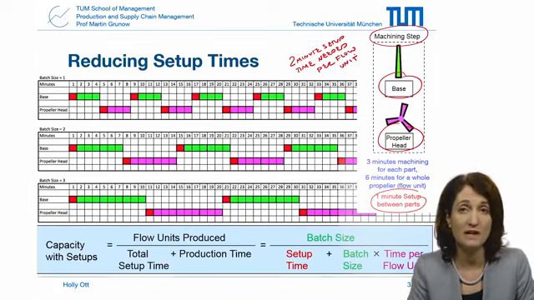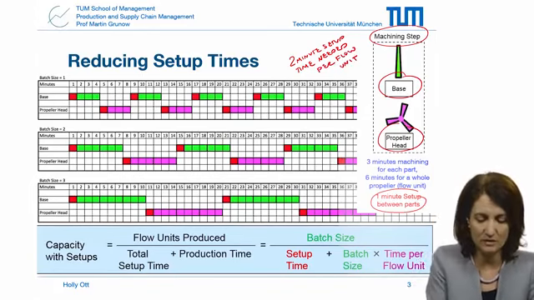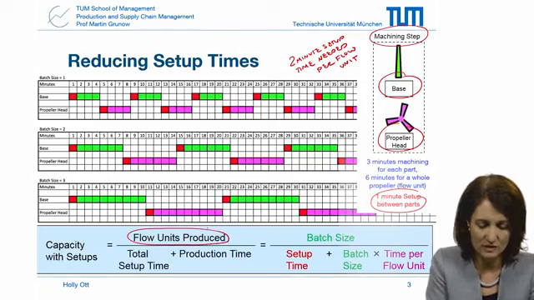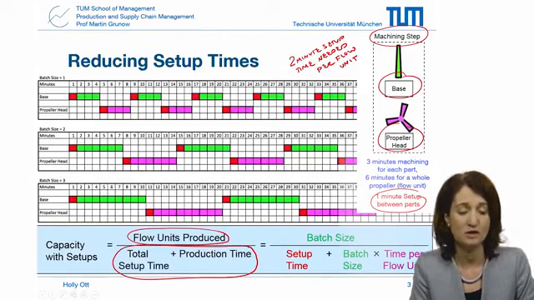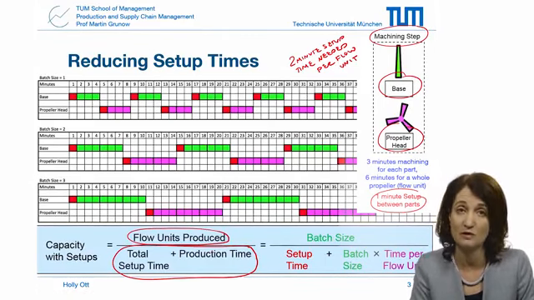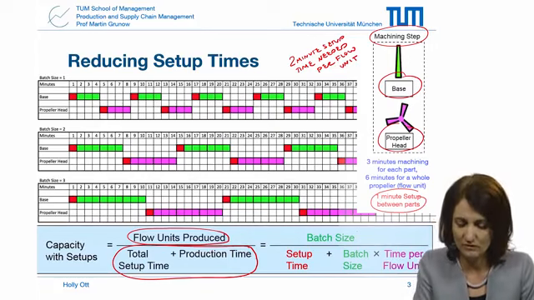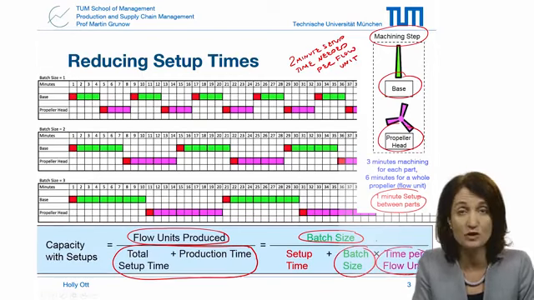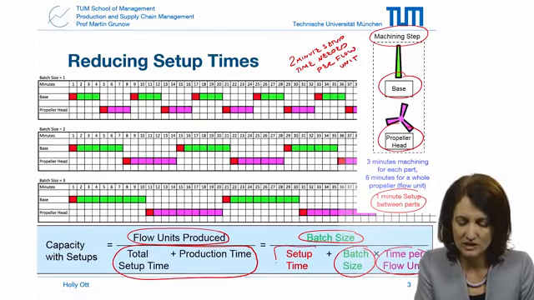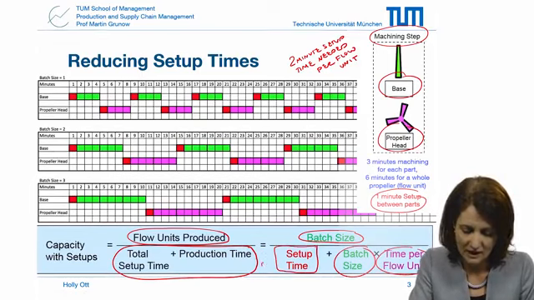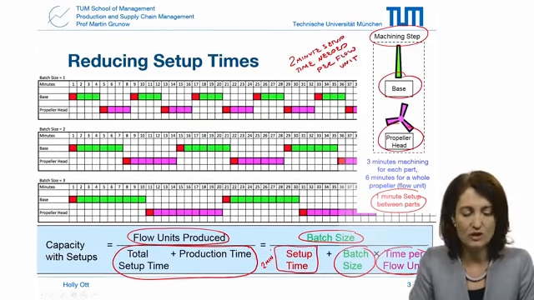Now, the equation we use to calculate the capacity with setups is the total number of flow units produced divided by the total time. And the total time was the total setup time needed to produce those flow units plus the production time for those flow units. We also wrote that in terms of batch size. In other words, for one particular batch size, you would need to have a time to produce that batch size plus the setup time. And in this case, we had it equal to 2 minutes.